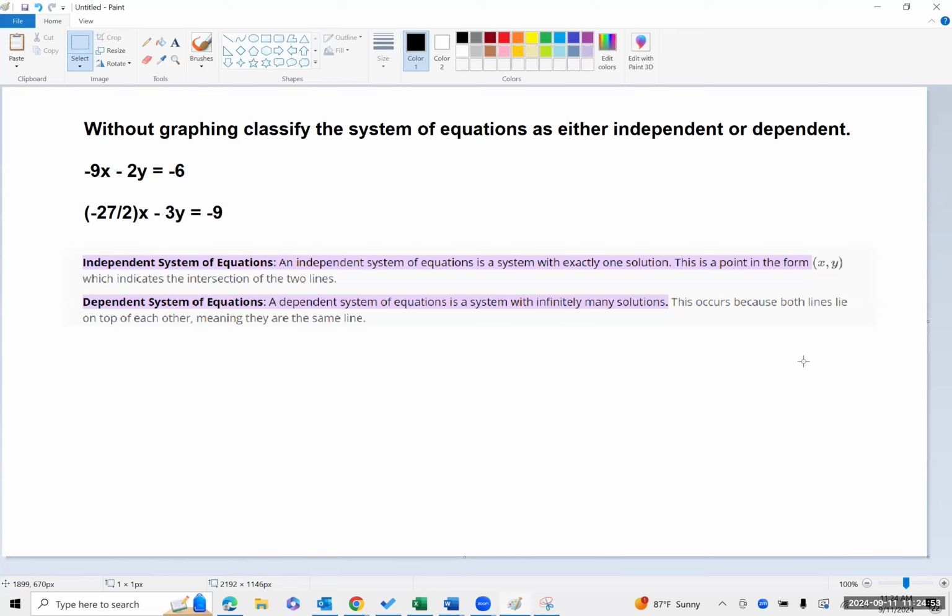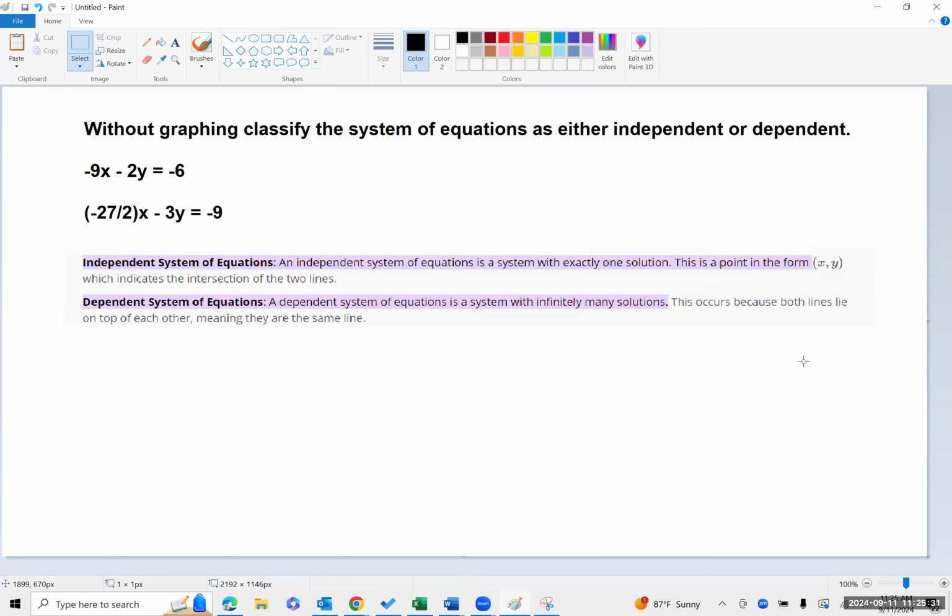Independent system of equations. An independent system of equations is a system with exactly one solution. This is a point in the form of x comma y, which indicates the intersection of two lines. A dependent system of equations is a system with infinitely many solutions. This occurs because both lines lie on top of each other, meaning they are the same line.